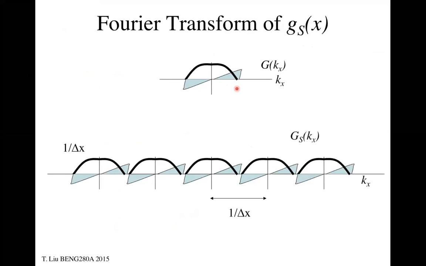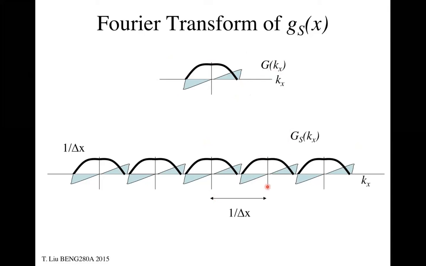And so what that means is that if we have a function here, which is the Fourier transform of our continuous function, this is G of kx, and this is our frequency components in that Fourier transform. When we look at the Fourier transform of the sampled version, it isn't just this one thing, it is a whole sequence of versions of this, right? And they are replicated at the sampling rate 1 over delta x.